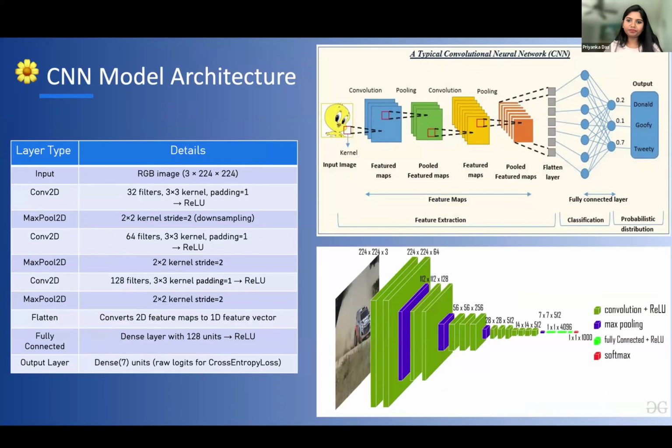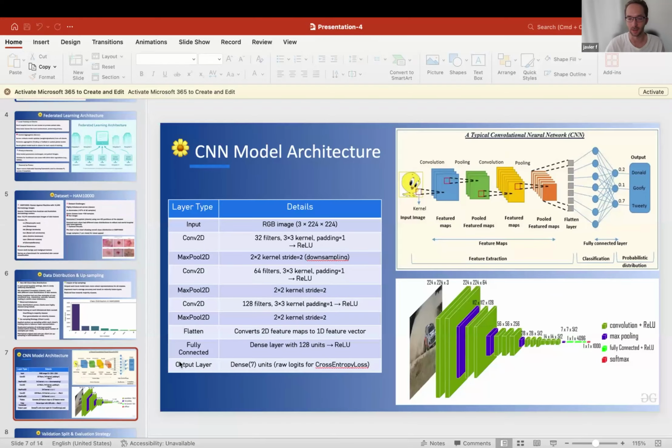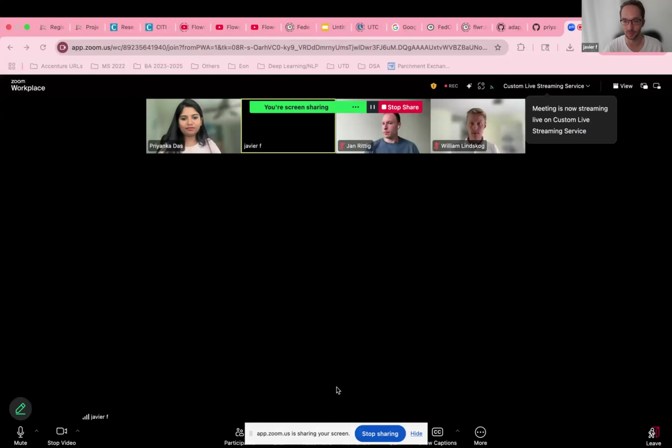Okay. Thank you very much. I think this is a super interesting master thesis work, so I encourage you to keep working on federated learning. I think it's a super interesting research area. Thank you very much.